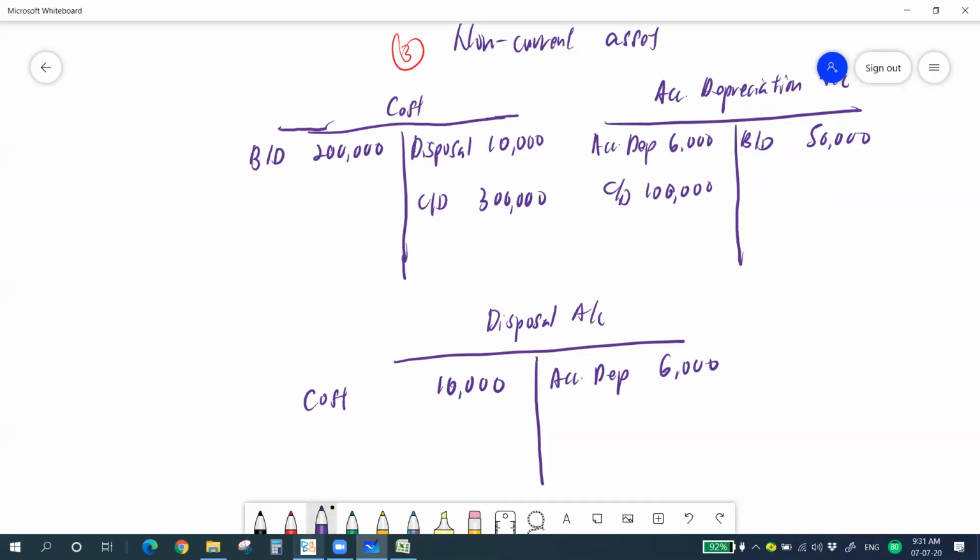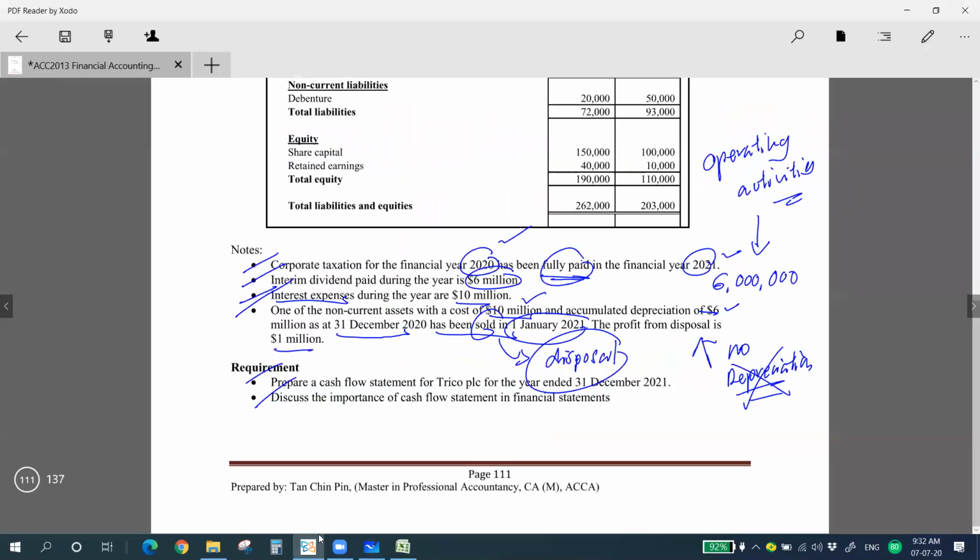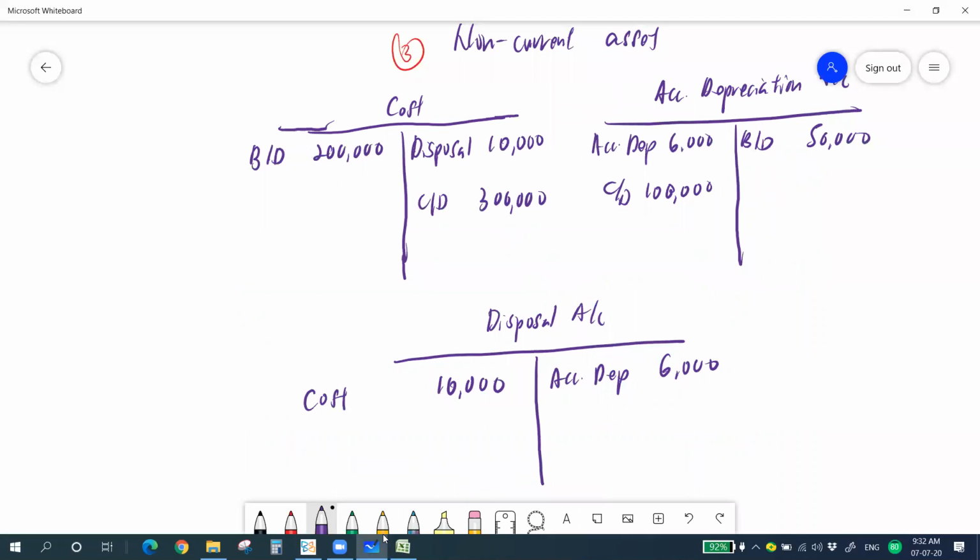Next, the profit from the disposal is 1 million. So class, can you tell me, profit from disposal appear in which account and what is the double entry? We have to show in the debit or credit. Disposal account and debit is Jewel's answer. How about others?